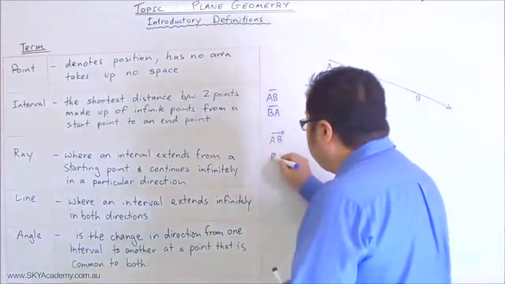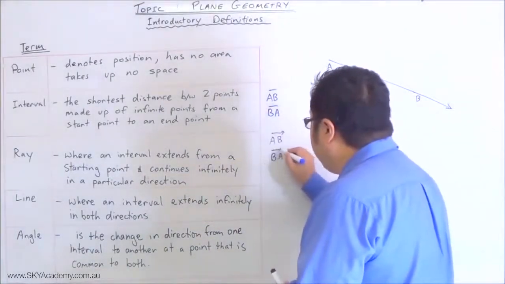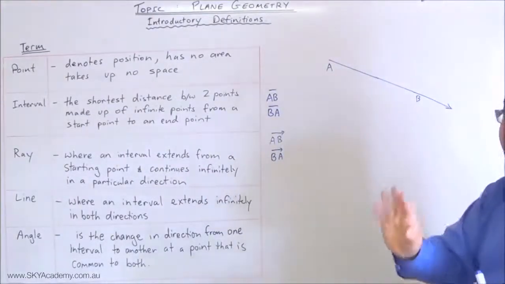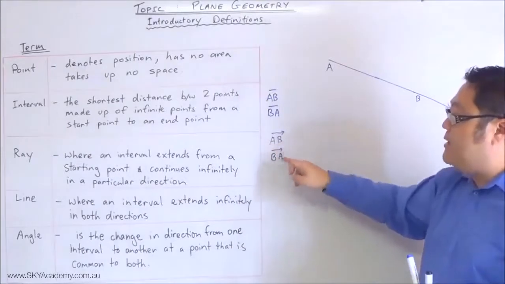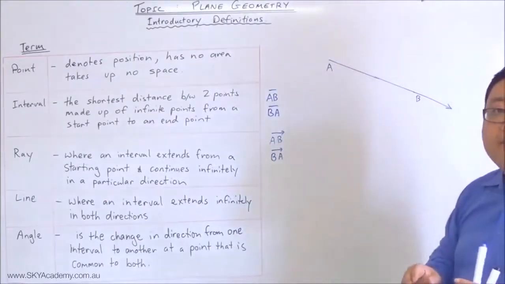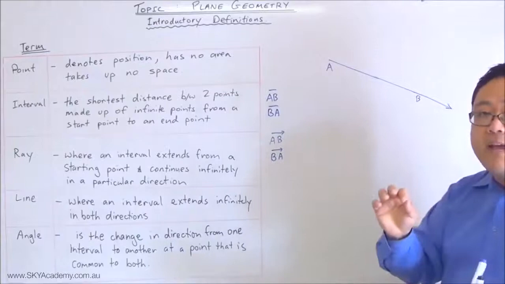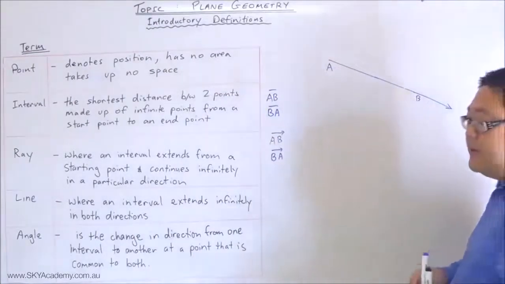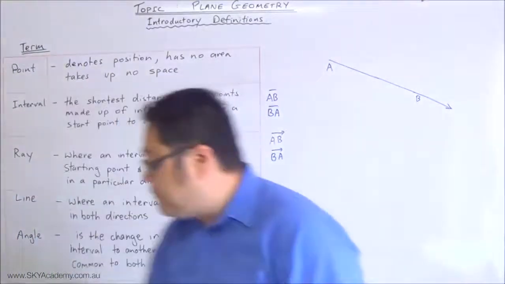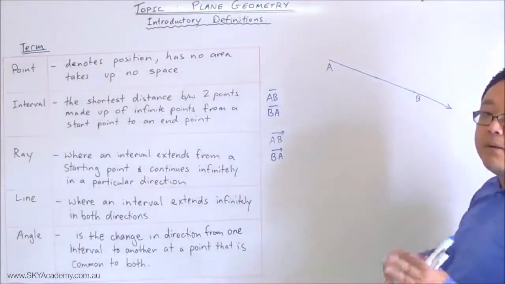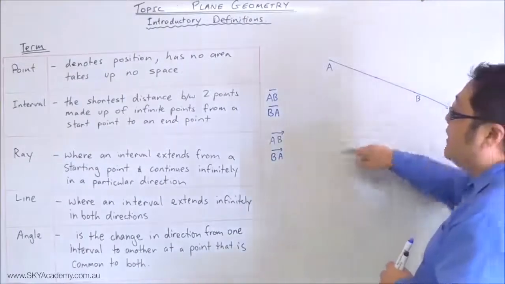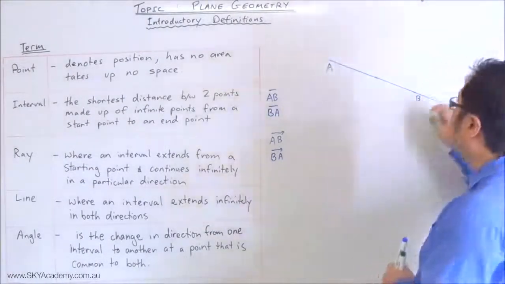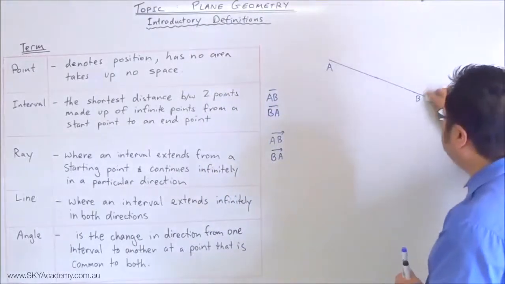Now, is the ray BA the same as the ray AB? Have a think about it. Is the ray AB the same as the ray BA? Alright? If you thought about it carefully, and you've kind of racked your brain a little bit, then you should find that BA actually goes in this direction, doesn't it? So it's not the same as AB.